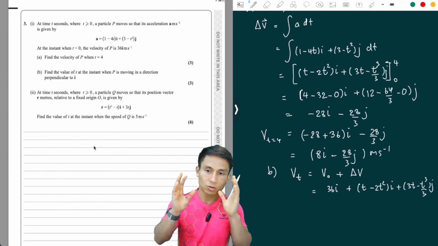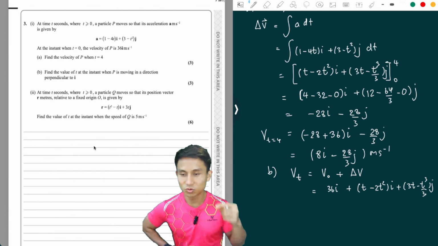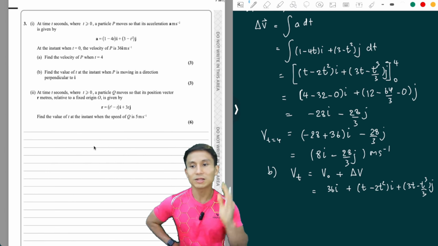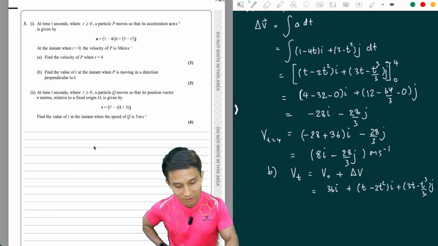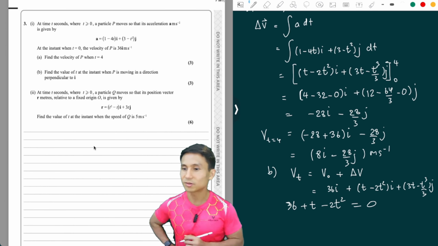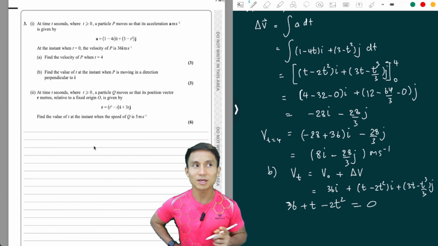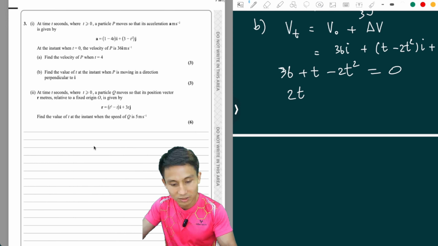Okay? So when it says moving in the direction perpendicular to I, that means it is parallel to the j. When it's parallel to the j, it means the I component should be 0. So the I component is 0. We can say that we're going to take that one as well. So 36 plus t minus 2t squared should be 0. Got to be careful here because it says perpendicular to I. That means it's parallel to j. That means it doesn't have any I component. Okay. So let's do 2t squared minus t minus 36 equals 0.